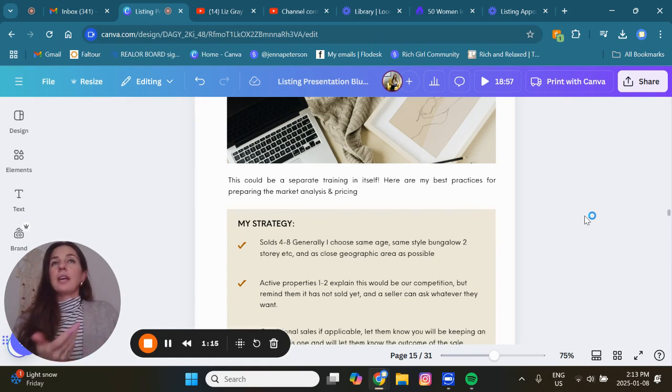So let's just say you've got a 3 bedroom, 2 bathroom bungalow. It's in a neighborhood and several of this style of homes sell every year. You only really need 4 good sold properties to give them a good idea of what the price is going to be. Okay.